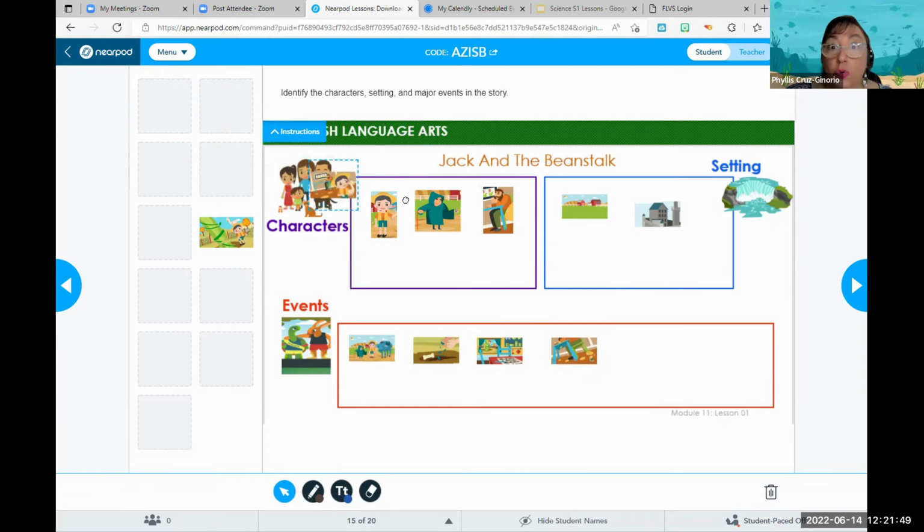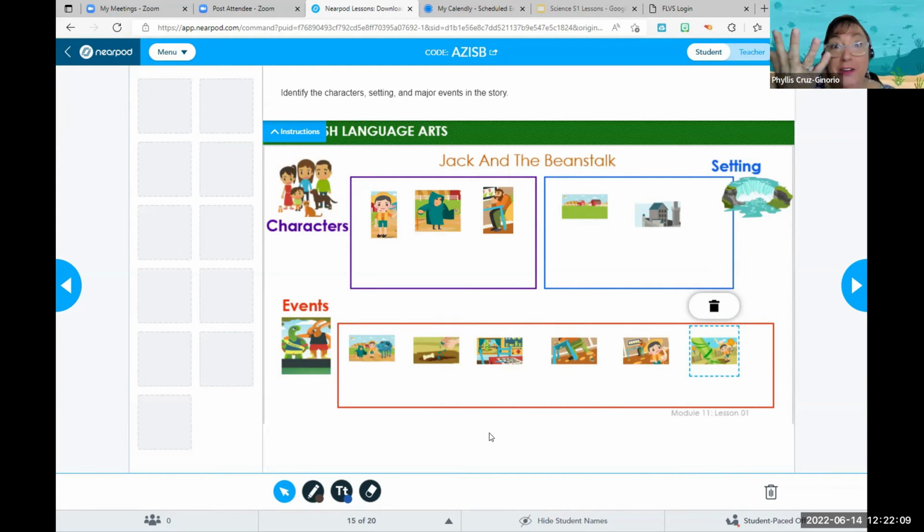Oh, he took the goose and he woke up the giant. And what happened at the end? There's only one picture left. What's that? Yeah, at the very end, he chopped down the beanstalk because the giant was chasing him. Didn't want him to follow him, did he? Excellent.